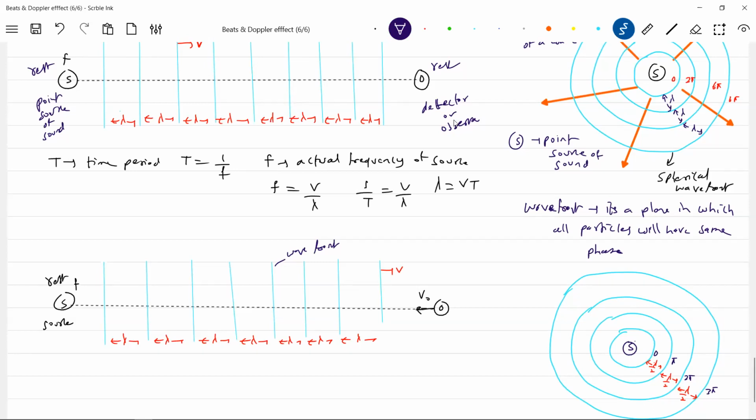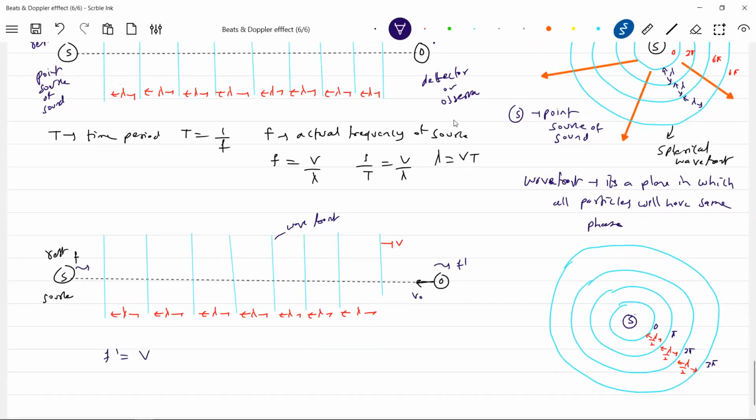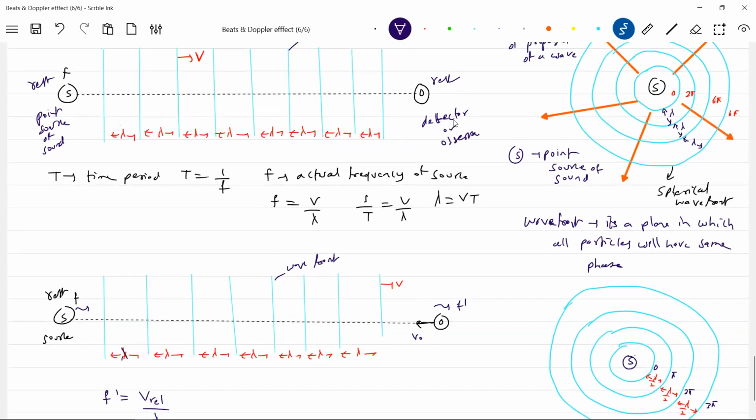Now what happened? The signal was generated at frequency f, but is going to be heard at a different frequency. The reason is that the wavelength will not change, but the speed with which the observer receives the waves is going to change. So what is the signal now? F dash is equal to v relative by lambda. Why are we not changing lambda? Because the distance between wavefronts does not change, but the speed with which the waves strike the observer will vary.